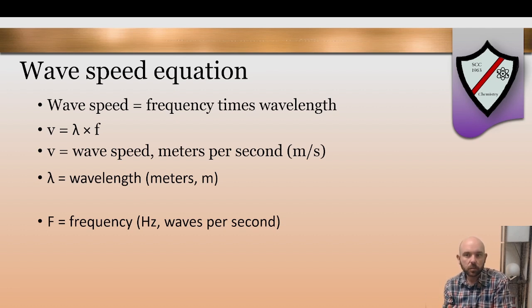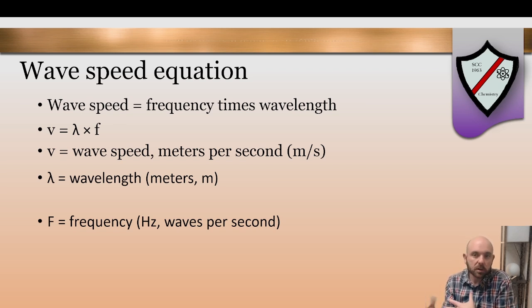So here on this slide, we will take a look at how to start manipulating the wave speed equation, which says the wave speed of any wave is equal to its frequency times its wavelength. Just like we saw with particle speed or object speed, given any two of those three variables, we can always figure out the third one. We'll take a look at how to solve some problems involving calculating the wave speed, the wavelength, as well as the frequency of some waves.